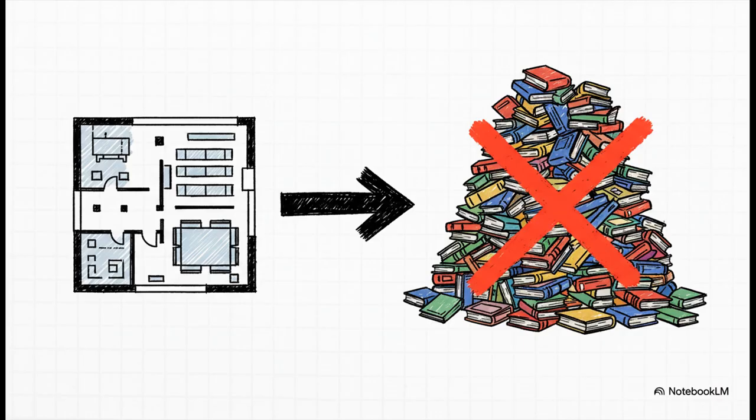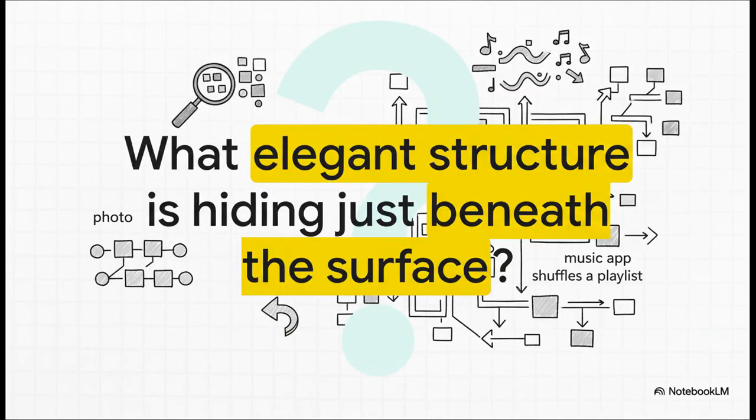Our digital world would be nothing more than that giant, chaotic, and totally unusable pile of books we talked about at the very beginning. So, the next time your app runs perfectly, or you search for a photo and it pops right up, or you hit undo and it just works, just take a second and ask yourself, what cool, elegant structure is hiding just under the surface, making all of this possible?